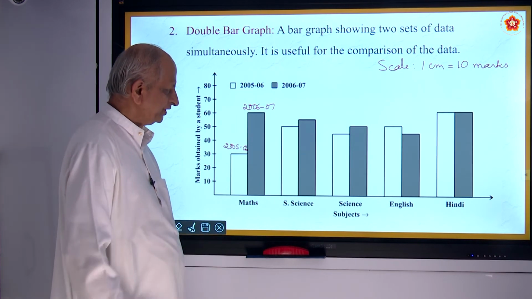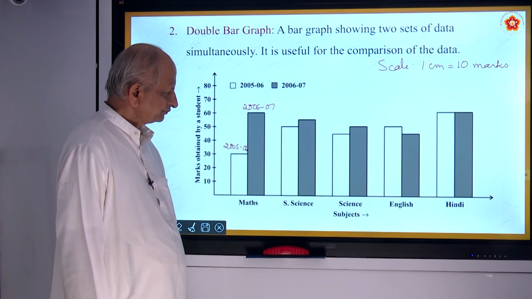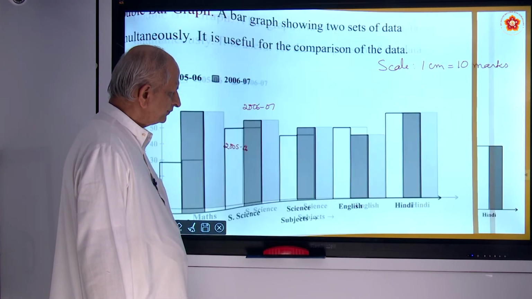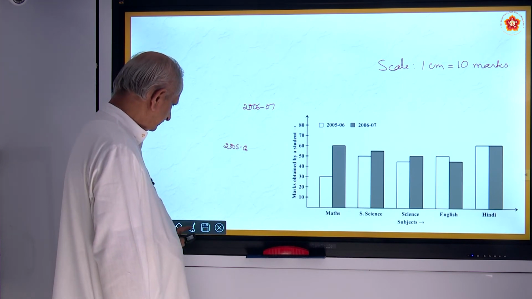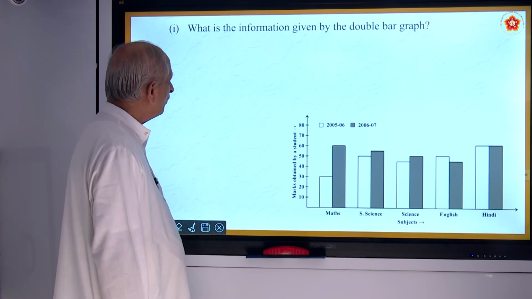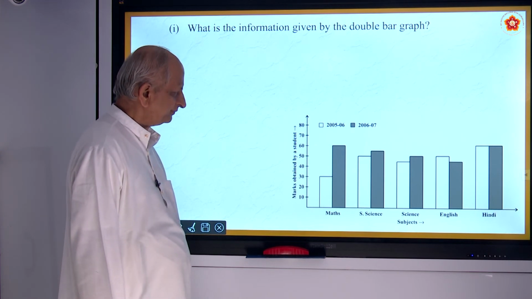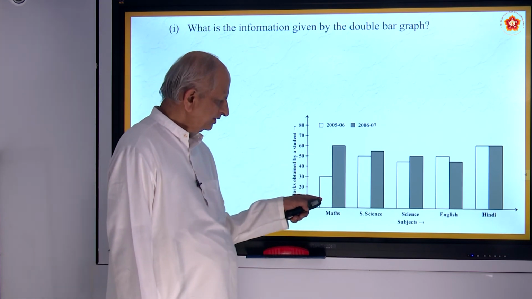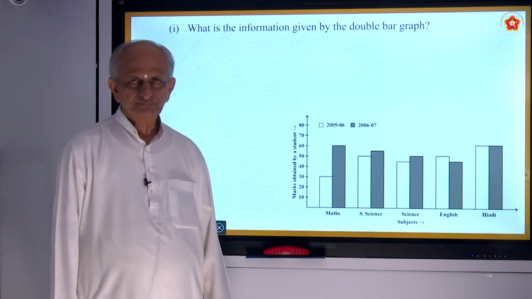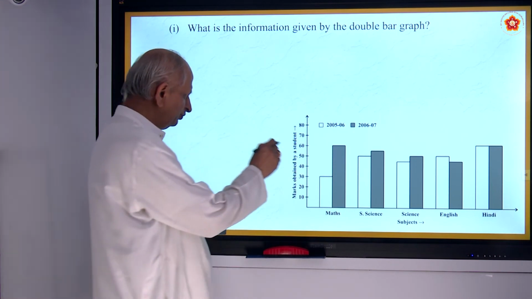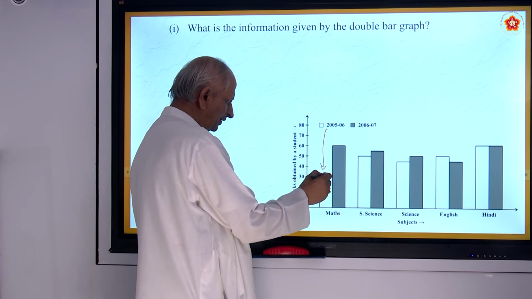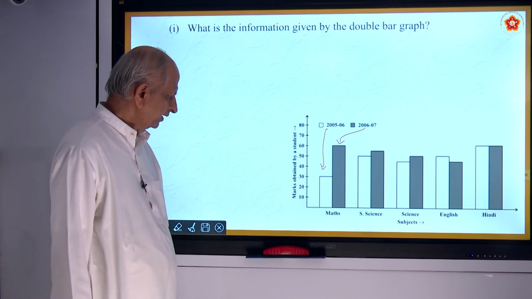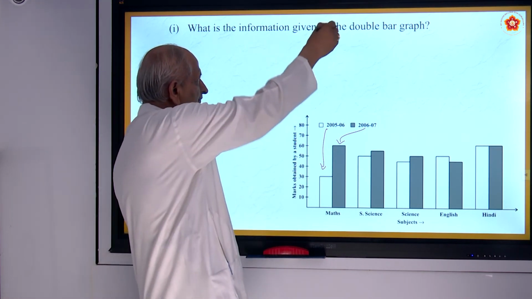Now you have to answer some questions on this. Noted the figure? Now questions are like this. First question, what is the information given by the double bar graph? The information is about the marks obtained by a student in different subjects in the 2 years, 2005-6. This is the marks. 2006-7, this is the marks. Okay, that is the information given.